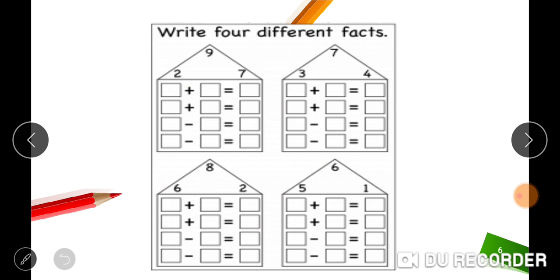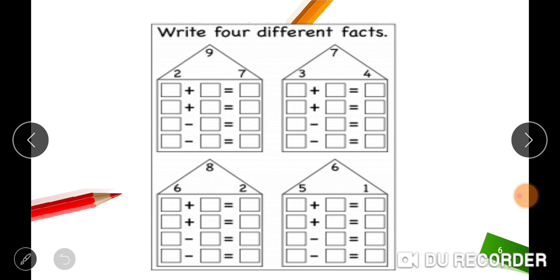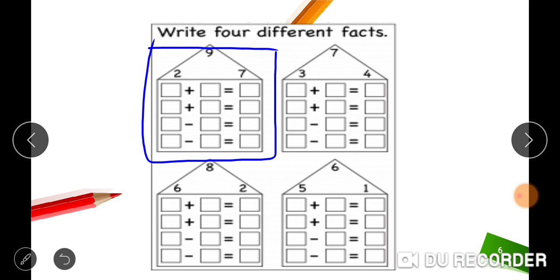Now look at this worksheet. We'll work with this box first, this house, this particular family. Let's work with this family. Here at the roof of the house, we have 297. Now, the instruction says write 4 different facts.